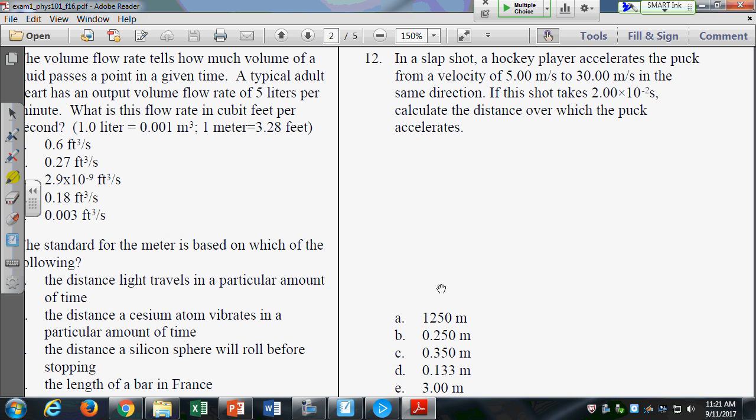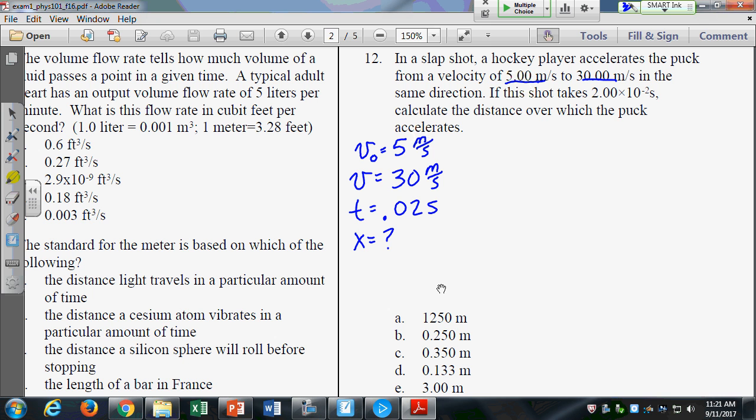The hockey player accelerates the puck from a velocity of 5 to 30 in the same direction. If this shot takes 0.02 seconds, calculate the distance. Whenever you have a problem like this, you first start just by writing down everything you know. If it helps you draw a picture, that often helps me to draw a picture. I don't think you really need to in this case. But we write down everything that we know. I know that it goes from 5 to 30 meters per second. So V naught equals 5. V final equals 30. I know that the time that it takes is 0.02 seconds. Just move my decimal place over two spots. And that's all that I know. But I want to know what is x.